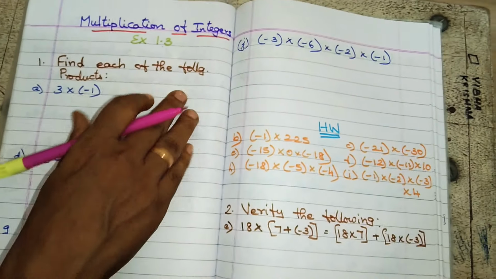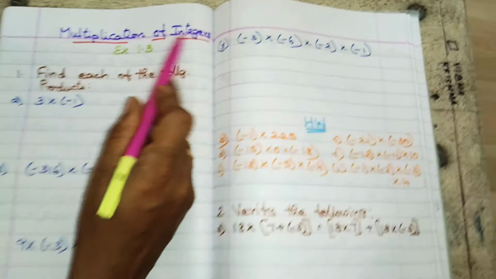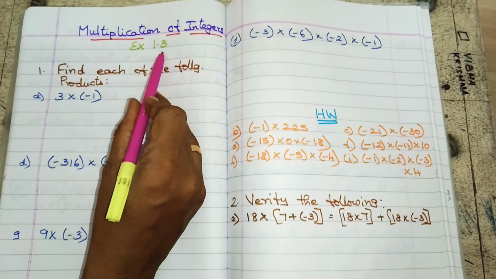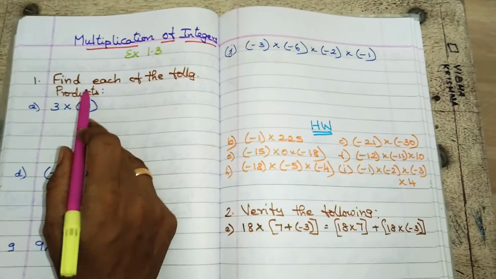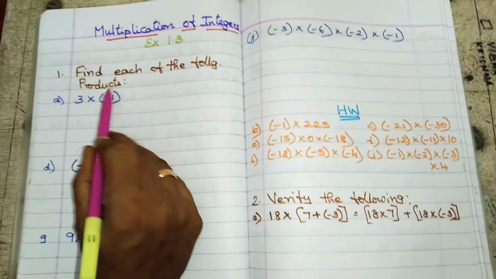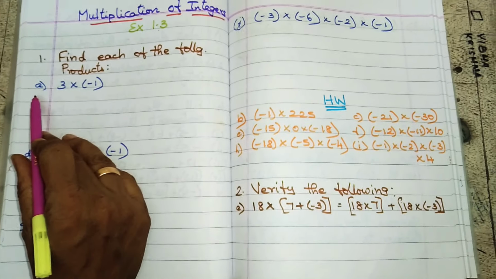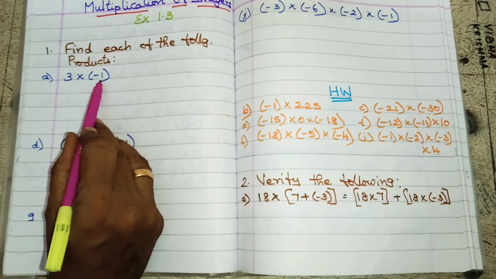Namaste children. Today we are going to see about multiplication of integers, exercise 1.3. First question. Find each of the following products. Under that, A, 3 into minus 1.